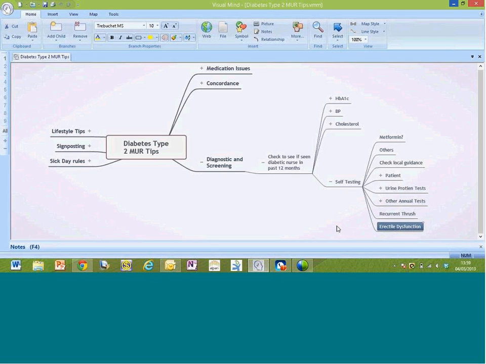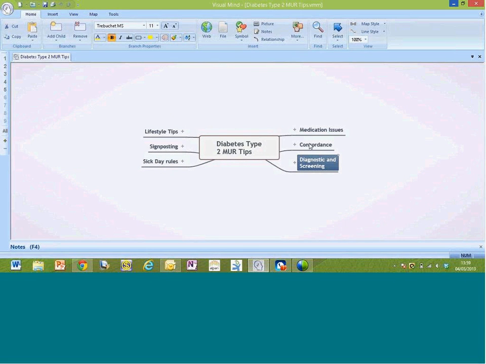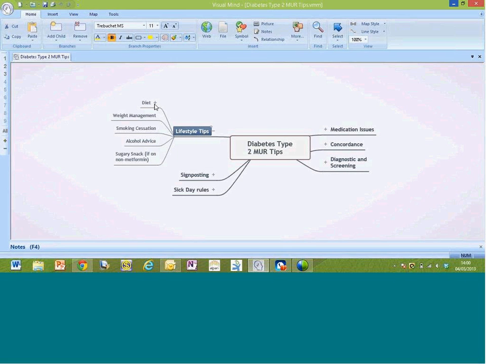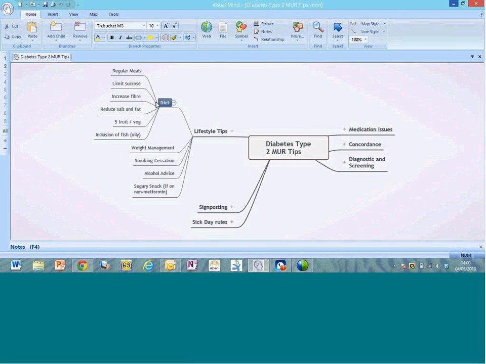So we've covered 3 issues: medication issues, concordance, and diagnostic screening. Let's go on to some other things that you could mention in our situation. It's the sort of thing that you would tend to talk to patients about on a regular basis if they have diabetes. Main things: make sure you eat regularly and you limit the amount of sucrose. It doesn't mean you can't take any sucrose. It means just to control the amount that you do take.